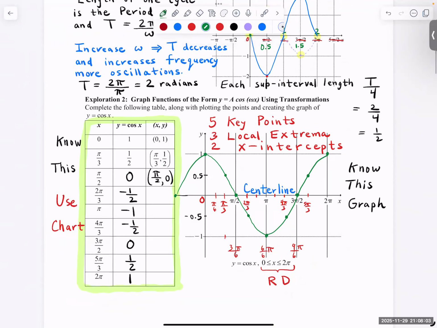And the key points, we'll highlight in yellow here, are at 0 radians, function value of 1. Pi over 2 is a function value of 0, and it's on the x-axis, or the center line, also called the midline. Pi radians, function value for cosine is -1. And the fourth key point is at 3 pi over 2, which is a function value of 0. And at 2 pi radians, the function repeats at a function value of 1.